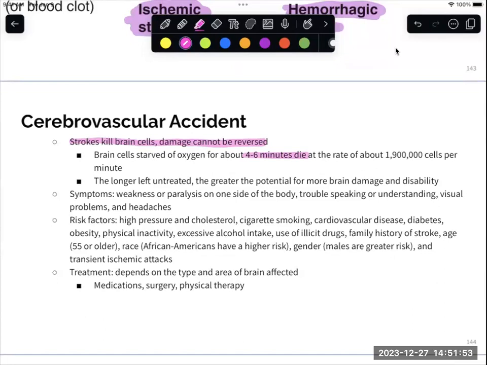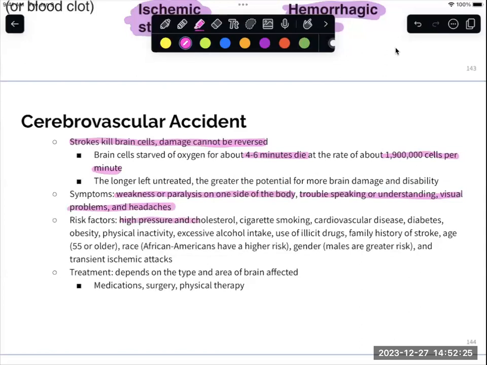And these neurons start dying at 1.9 million cells per minute. The longer it is left untreated, the more damage is going to happen. These people usually have weakness or paralysis on one side of the body. You usually see facial drooping on one side of the face. They have trouble speaking, understanding, visual problems, headaches.